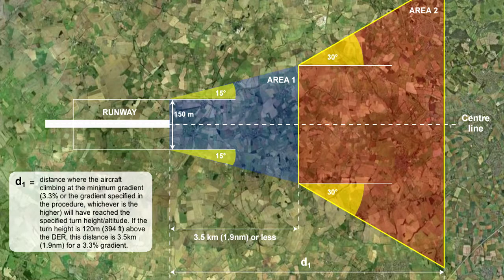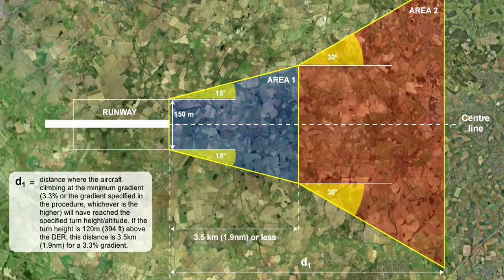Area 2 allows a further track adjustment of 15 degrees, and its length will depend upon the minimum height above DER that must be reached before the aircraft can turn in any direction and not have to worry about obstacles. If the aircraft is able to turn onto any heading at a height of 120 metres above DER, then the length of Area 2 will be 0. However, because of an obstacle, should that not be high enough, then Area 2 will increase until the aircraft does reach a height at which it can be turned onto any heading and safely clear that obstacle.